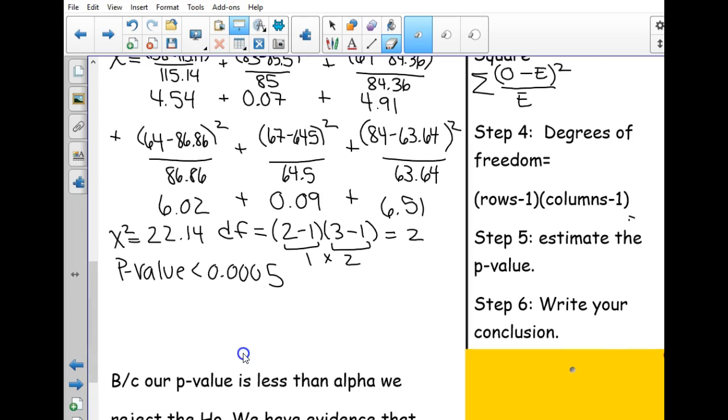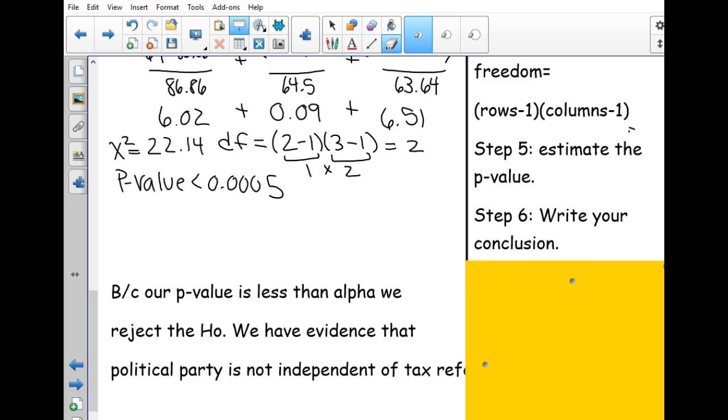And when we write our conclusion, here it is. Because our p-value is less than alpha, we reject the H naught, or the H0. We have evidence that the political party is not independent of tax reform. So that means what your political party is influences how you feel about tax reform, for this case at least. Are there questions?